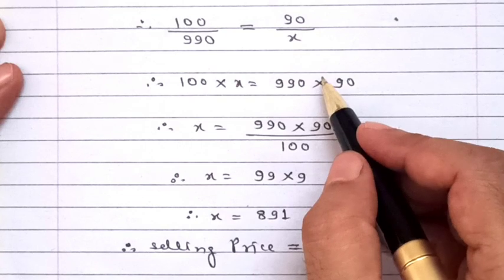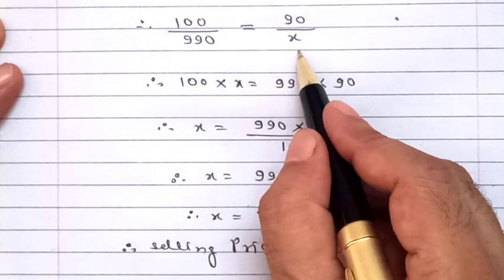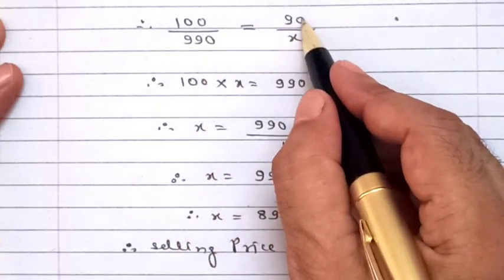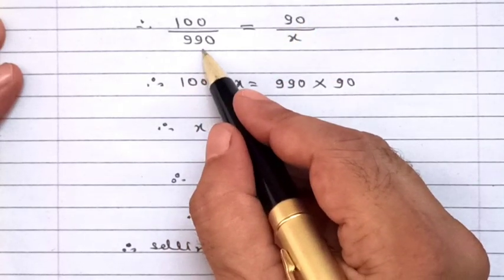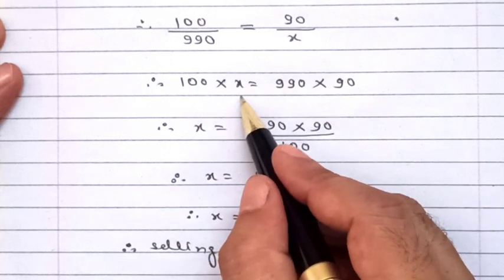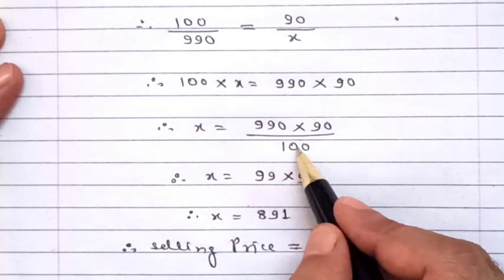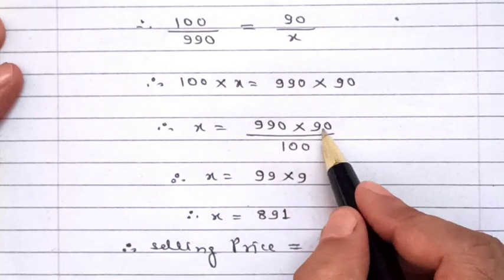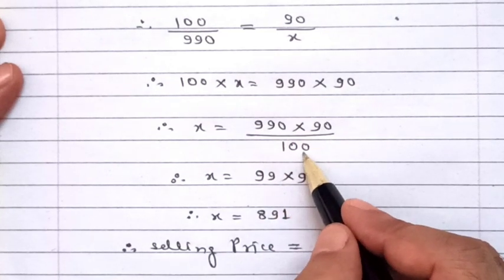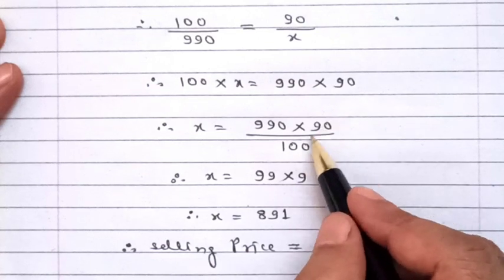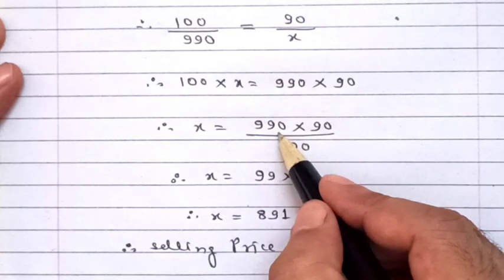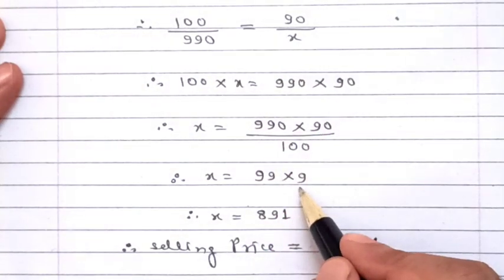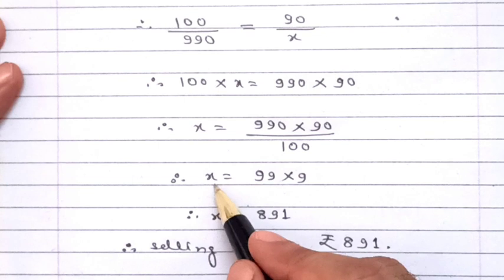Now cross multiply. 100 into X is equal to 990 into 90, or 90 into 990. Now you want X, so just divide by 100 to get X. So 990 into 90 upon 100, 0 cancels with this 0, other 0 cancels with this 0, so you'll be getting 99 into 9. So 99 into 9 is equal to X.